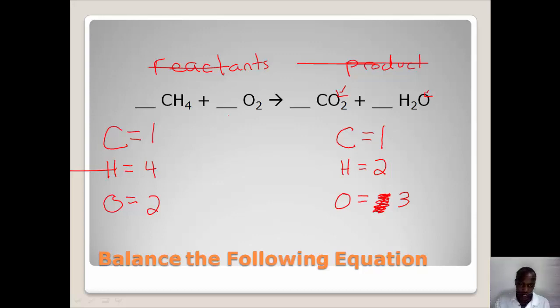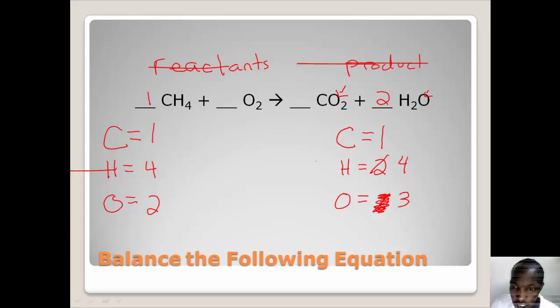Alright, so let's see. We have carbons, they're balanced, alright? But they probably won't stay balanced because you're going to have to balance the other elements. So let's look at hydrogen. Hydrogen, we have a common number, 2 and 4. So let's focus on hydrogen. If we leave this as a 1 for the time being, keep that as a 4. And what number can we put right here to make sure that this is 4? 2. Alright, so now that is now 4. So our hydrogens are balanced.